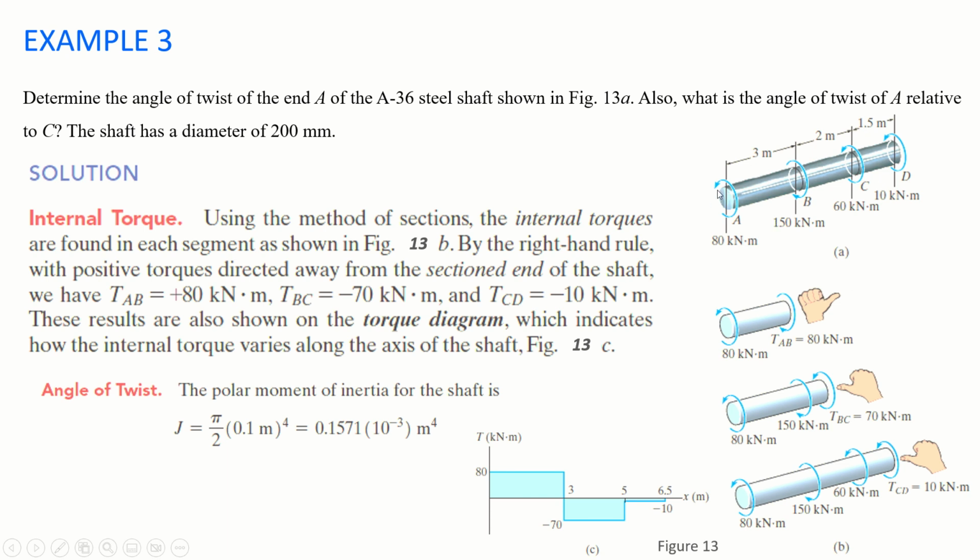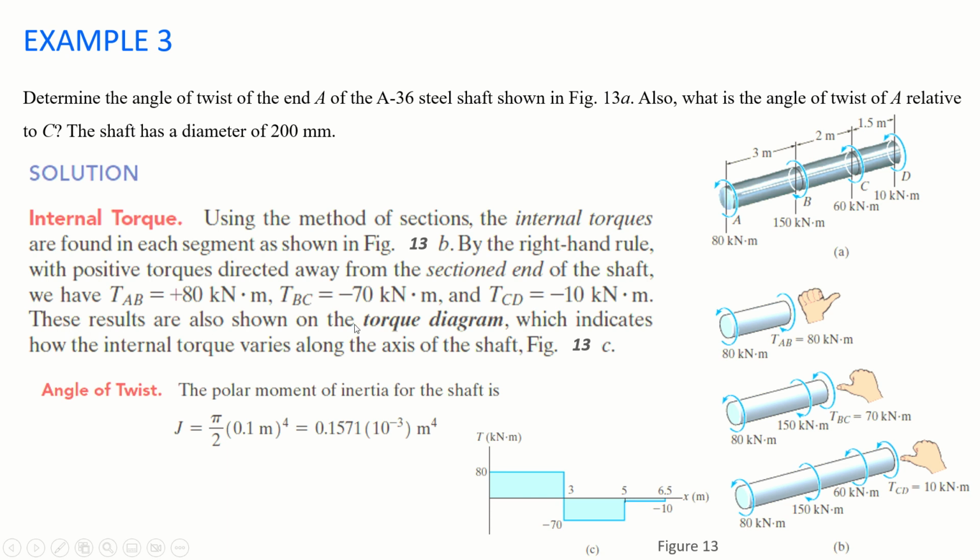So when we take section 1, there is only one torque, which is 80, right? Now the equilibrium says that if it is in the anti-clockwise direction, the torque acting here will be in the clockwise direction. Now curl your fingers in the clockwise direction and your thumb will indicate that it is away from the segment, so this will be positive, right? So TAB is positive and BC and CD are negative because they are vice versa, in the opposite directions, right?